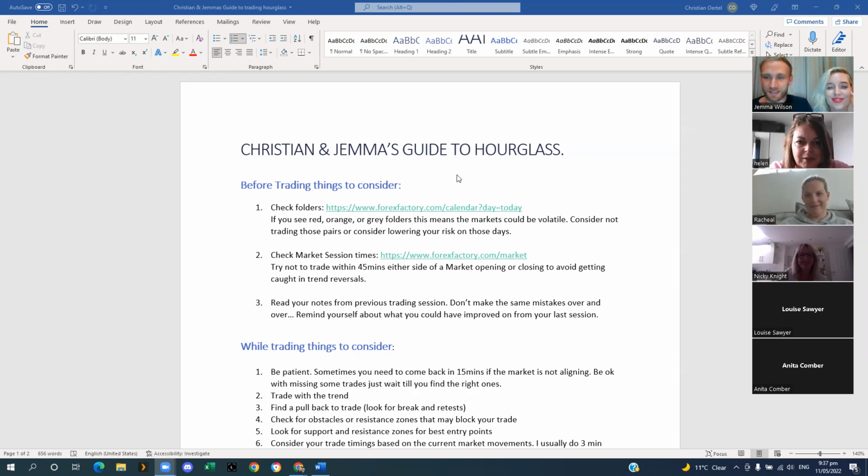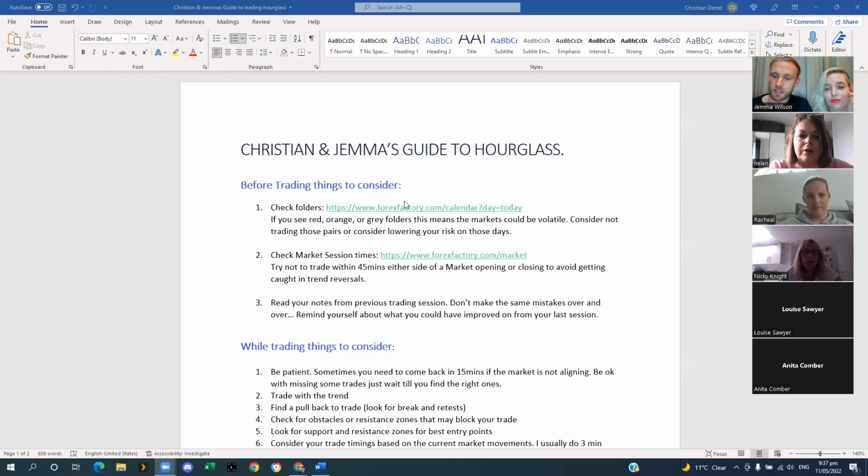I typed this up like half an hour ago. So this was a rough, quick summary of what I do when I trade Hourglass. You guys might not want to do all of these things. It's something that I've been testing recently, and I've had some good results with it on my demo account. I've actually stepped away from trading this whole week, and I've just been testing the strategy on demo.